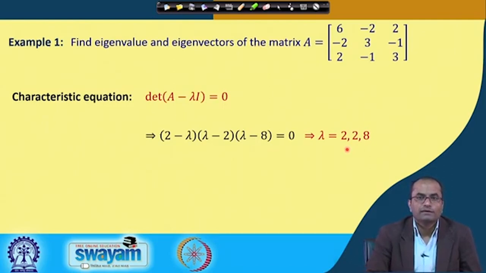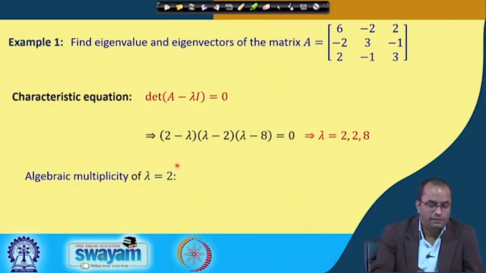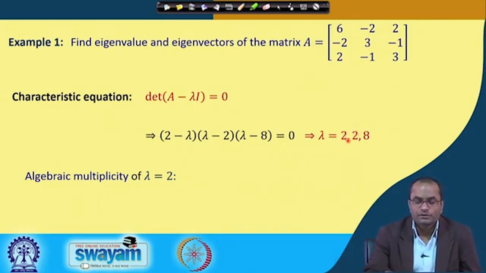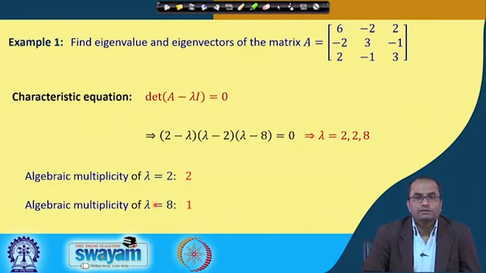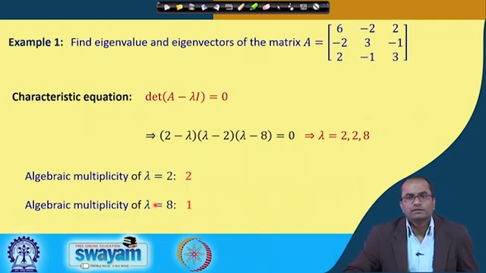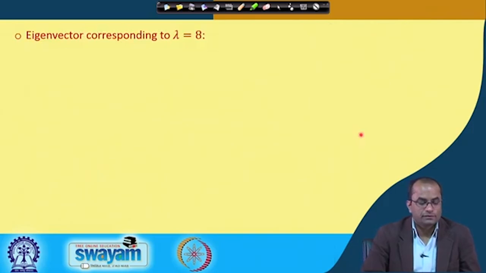And exactly that is what we discussed about the algebraic multiplicity. The algebraic multiplicity of the eigenvalue 2 is 2, because it is repeated 2 times here. And the algebraic multiplicity of 8 is 1, because it is repeated only once. So, this is how the algebraic multiplicity is defined. To define the geometric multiplicity corresponding to lambda equal to 2 or lambda equal to 8, we need to get the eigenspace of these eigenvalues.